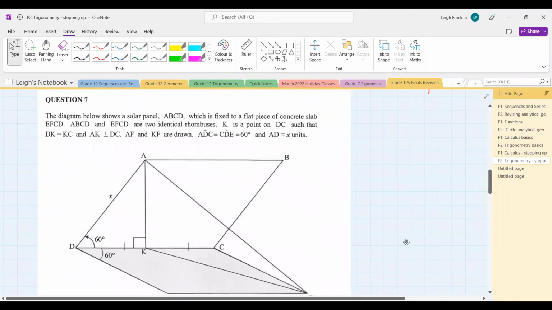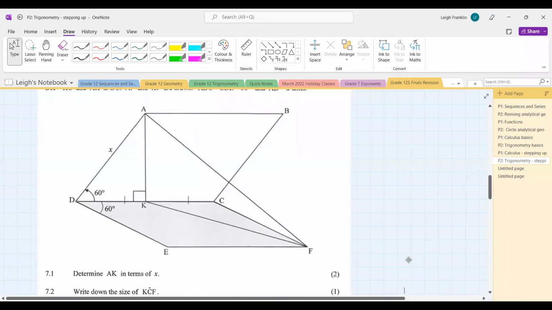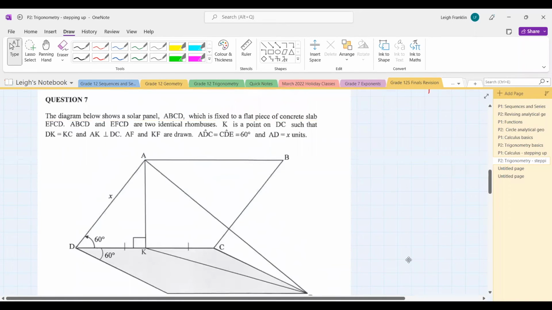Okay, so in question 7, it says to us, the diagram below shows a solar panel, ABCD, which is fixed to a flat piece of a concrete slab, EFCD. Right, let me just move that down. So EFCD is that bit in the horizontal plane. ABCD and EFCD are two identical rhombuses. K is a point on DC such that DK equals KC, and AK is perpendicular to DC.